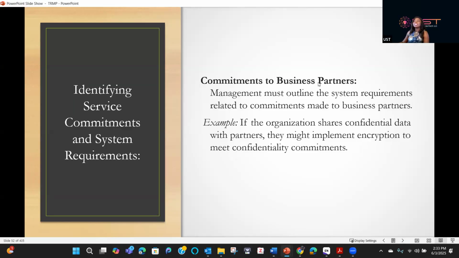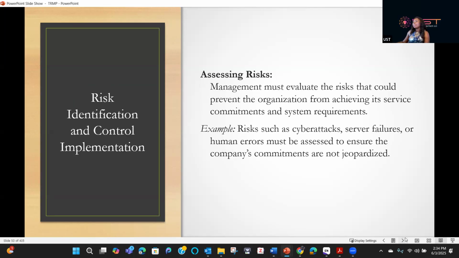What of commitments to business partners? Management must outline the system requirements related to commitments made to business partners. These are straightforward, that's what I'm reading, right? If the organization shares confidential data with partners, they might implement encryption to meet the confidentiality commitment.